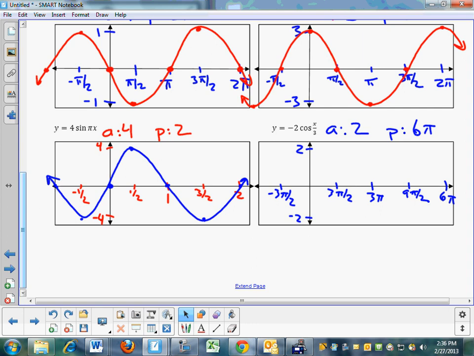It's cosine. Does it start at top, bottom, or 0? Normally it starts at the top. You got a negative in front of it, so it's going to start at bottom. At 3 pi over 2, I'll have a height of 0. 3 pi, 2. 9 pi over 2, 6 pi. Sketch my unbelievable graph.